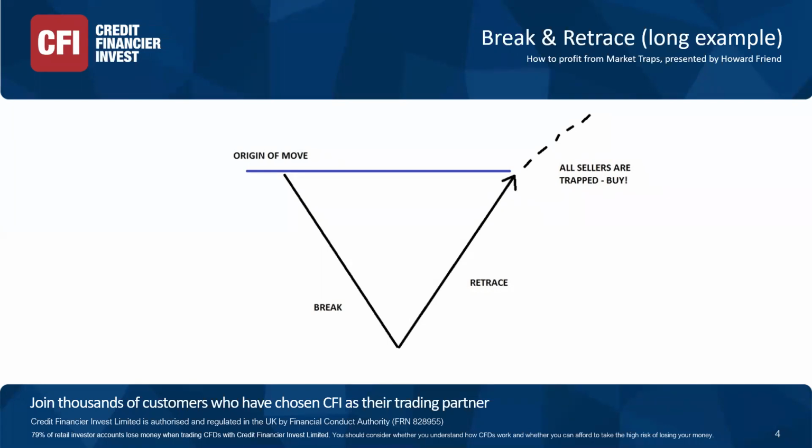So in the bullish example, what we're looking for is a break to the downside, which is completely retraced. So the market breaks through a support level, for example, or sells off on a piece of bearish news. But after a certain time, if all of the move has been retraced, in other words, we get back to the origin point of the move, then a trap is said to have formed. We know that all of the sellers on or after the break have been trapped, and that creates the conditions for a powerful rally going forward.